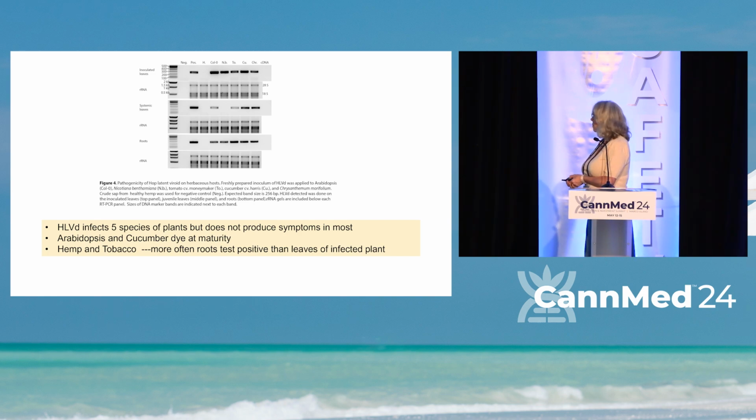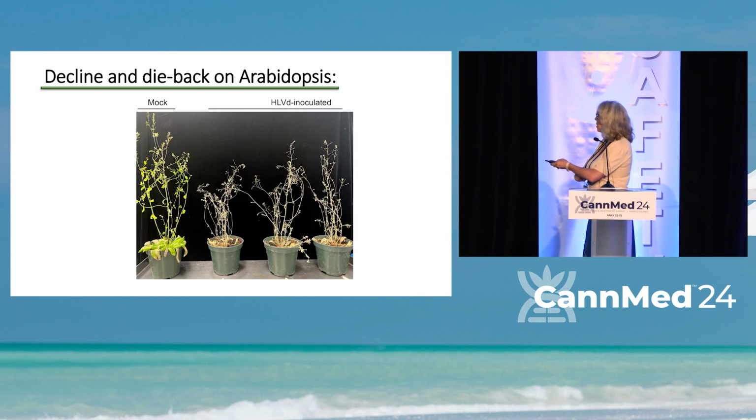And so this is an example of Arabidopsis plants that we have growing in pots, and the hop latent viroid infected plants, once they reach maturity, it's called a decline or a dieback disease. The plants don't die until they reach maturity, and then you see the necrosis, the death, the browning tissue just going backwards down towards the base of the plant.